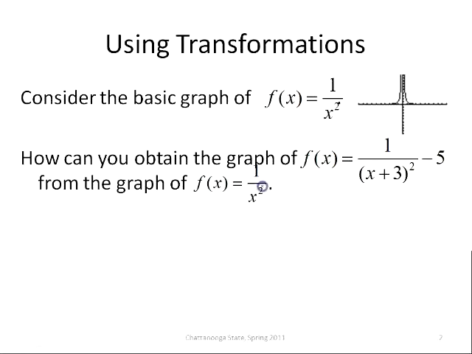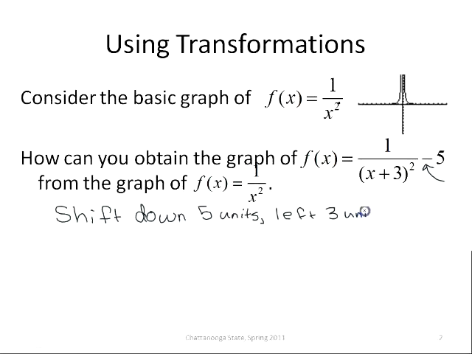If we wanted to graph this function, 1 over (x plus 3) squared minus 5, remember what we know about transformations and how we could apply this. I know that the minus 5 out here is going to shift my graph down 5 units. I also know that the positive 3 here is going to shift my graph to the left 3 units. Remember, if it's in with the x, it shifts it side to side, and it shifts it opposite the direction that you think the sign indicates.